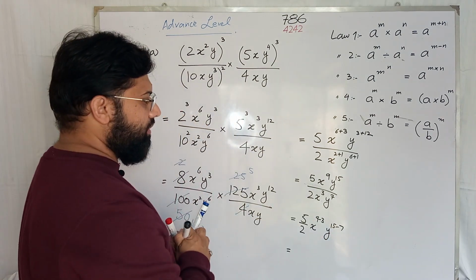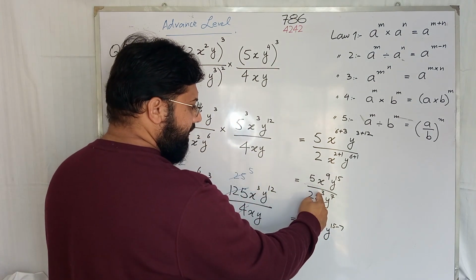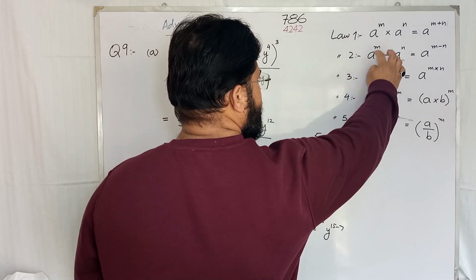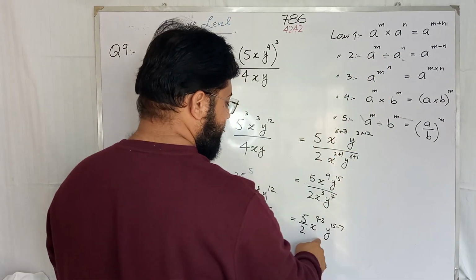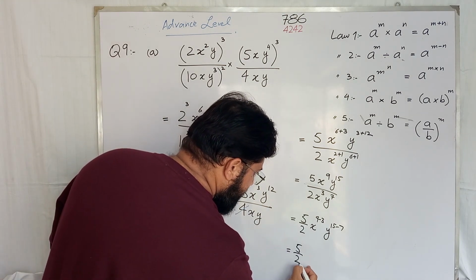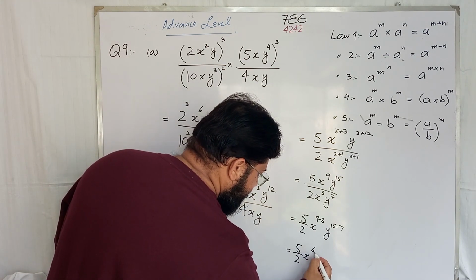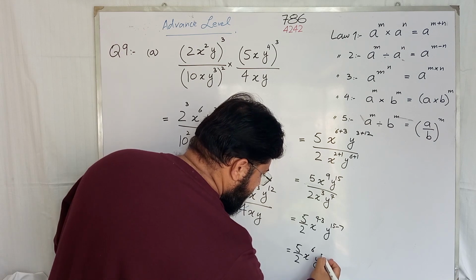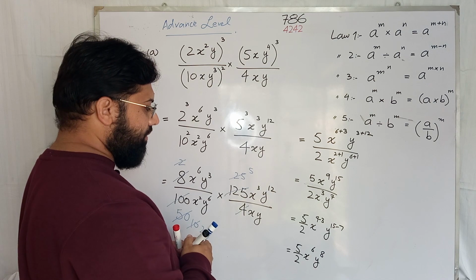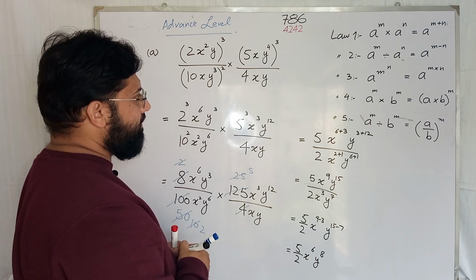Why we have done so? x⁹ divided by x³. So x⁹ divided by x³, when bases are same, their powers are subtracted. So 5 by 2, x to the power 6, y to the power 8.